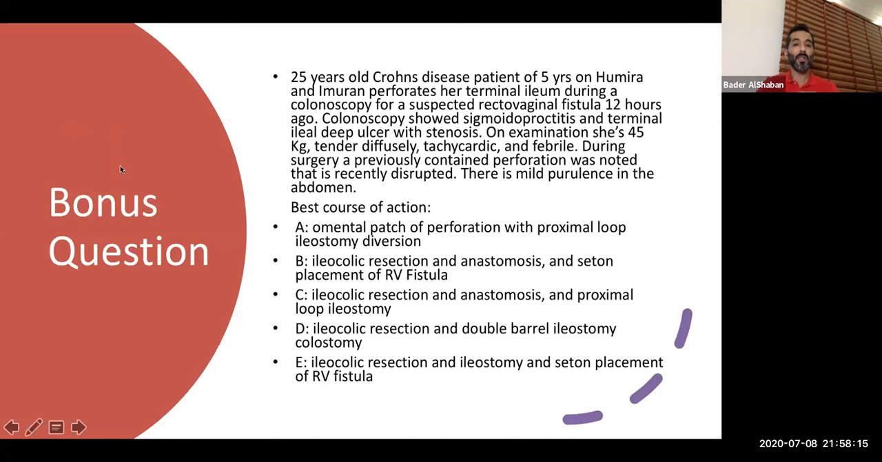Number two, you must pay attention to the fact that during surgery, it was noted to be a contained perforation that was recently disrupted. And when I talked with her GI doctor, he said it was very weird. He went in, the rectum had improved, there was no evidence of proctosigmoiditis, and he went all the way to the terminal ileum. There was this pale-looking deep ulcer, and there was some associated stenosis around it. He took some very mild biopsies from around that ulcer, and after the colonoscopy, she immediately got sick and started showing signs of systemic inflammatory response.